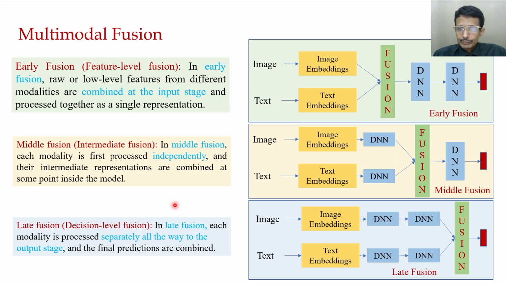And the third option is late fusion. We fuse the decisions. We put everything in separately, get the decision or inference from each, and then fuse it. So in late fusion, each modality is processed separately all the way to the output stage, and then the final predictions are combined. So these are the very important multimodal fusion approaches.